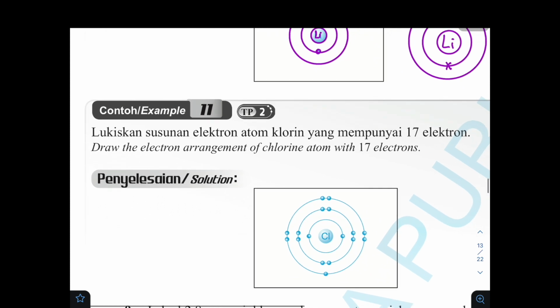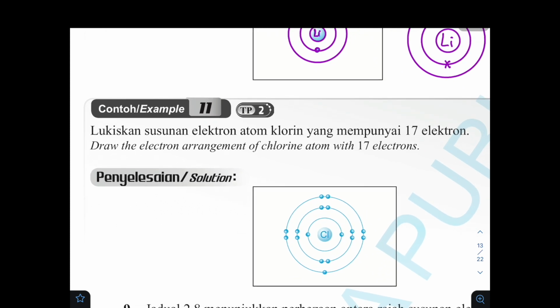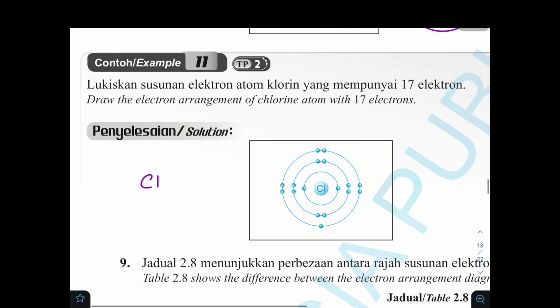Alright, draw the electron arrangement of chlorine atom with 17 electrons. So sama juga, lukiskan symbol of element of chlorine which is C with capital letters and l huruf kecil ya. Cl. Kalau chlorine, dia punya symbol of element is Cl. Right? Kemudian buat nucleus dia and then buat first shell ada 2 elektron, second shell ada 8 elektron, and then third shell ada 7 elektron ya.